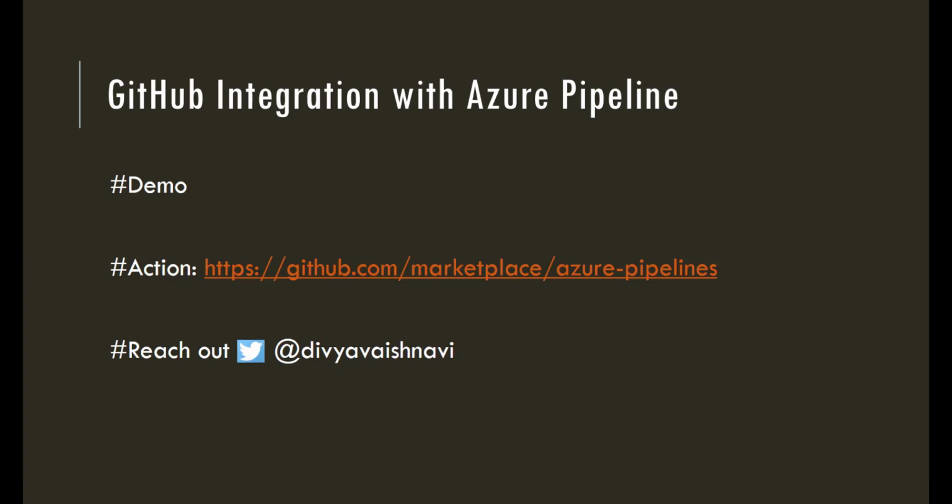To summarize, go to the GitHub marketplace and look at the Azure Pipelines extension. Install it, try it for free for your OSS project or for your public or private repository project as well. And reach out to me and share feedback.